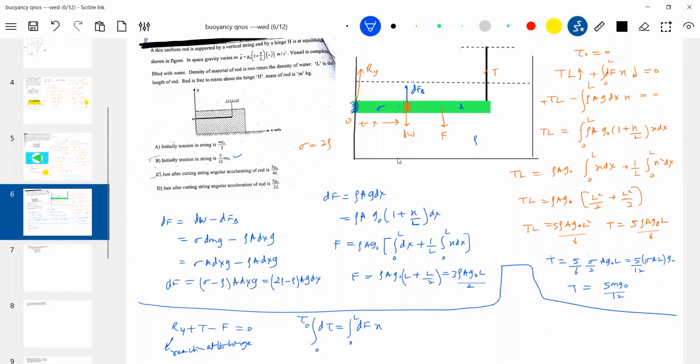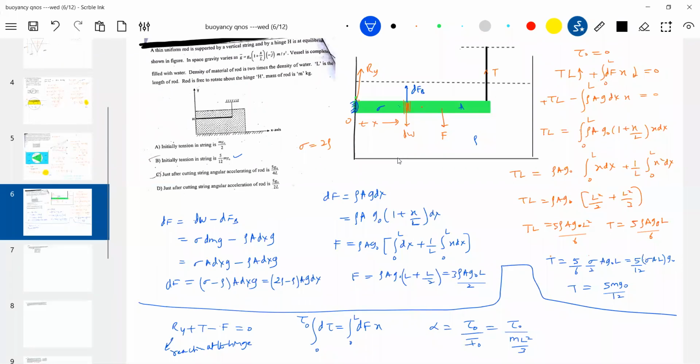So calculate this. Can you work out this one? You just have to integrate. Don't substitute F, only substitute dF, then substitute the g variable also. Then you have to calculate. After getting the torque, the angular acceleration should be equal to torque by moment of inertia. What is the moment of inertia? m L square by 3. Where all that rho is there, rho A L, you have to write in terms of sigma, then solve it so that the m gets eliminated.